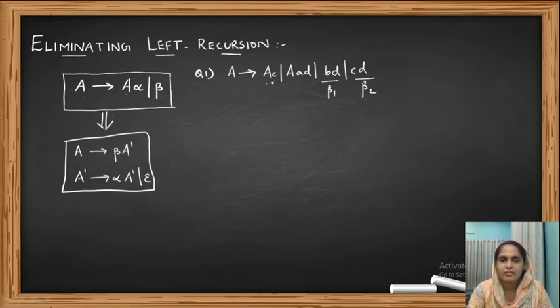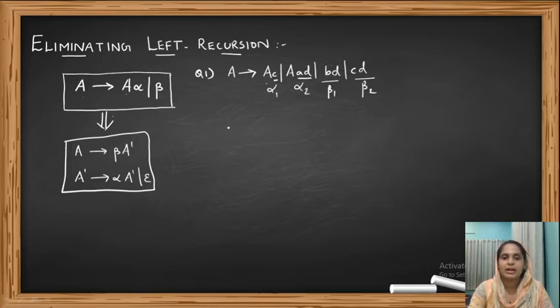So what is alpha 1? In this first term, whatever comes after capital A, that is our alpha 1, right? So in this term AC, what comes after A? It is just C only, right? So C is our alpha 1. And similarly in this second term, AAD, AD comes after capital A, right? So that is our alpha 2.